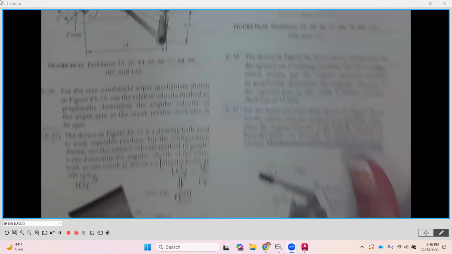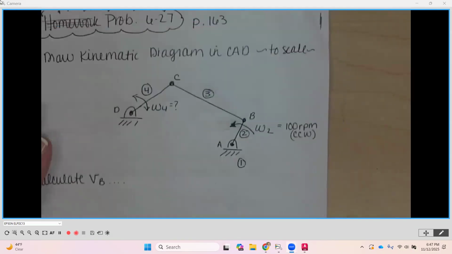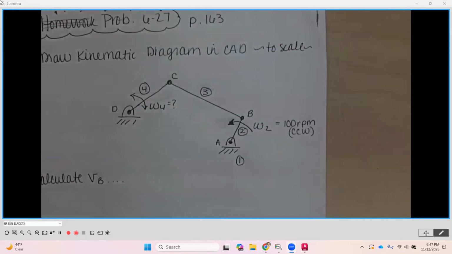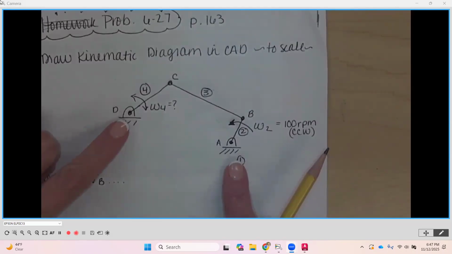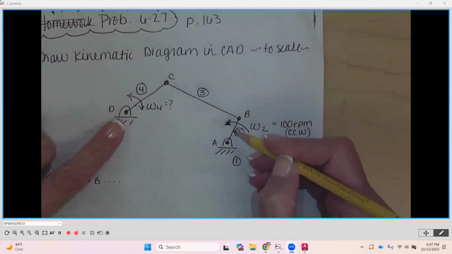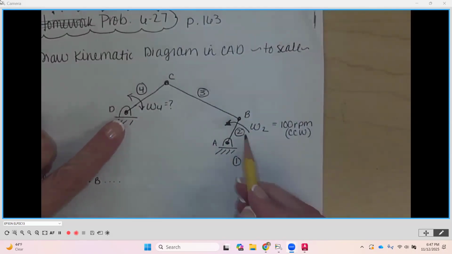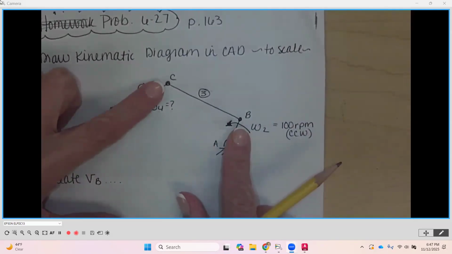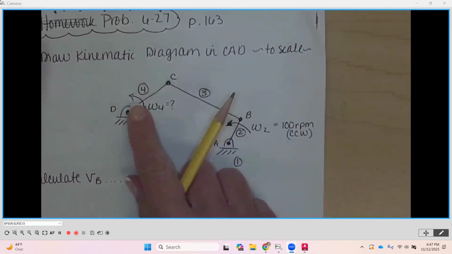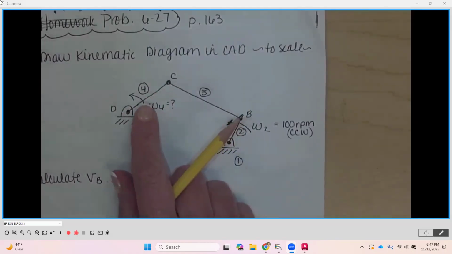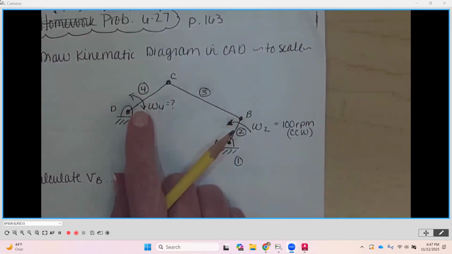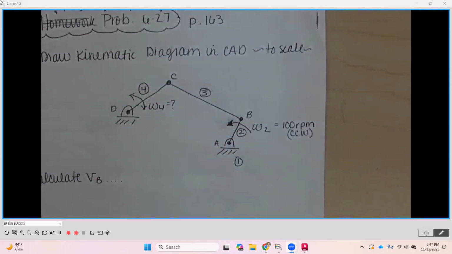Now, you're going to notice that I drew just kind of a generic kinematic diagram of this bath. Okay, so here are the two connections to the frame. Link number 2 is the crank. It's going to go counterclockwise at 100 RPMs. We've got this connecting link, and then link number 4 is representing the bath. Okay, and we want to find out what is W4.